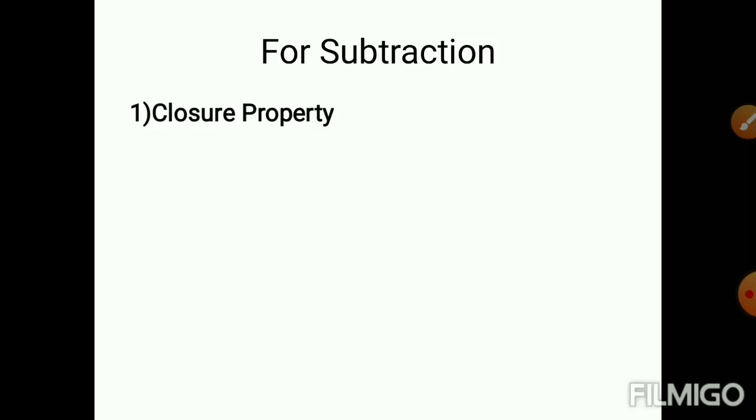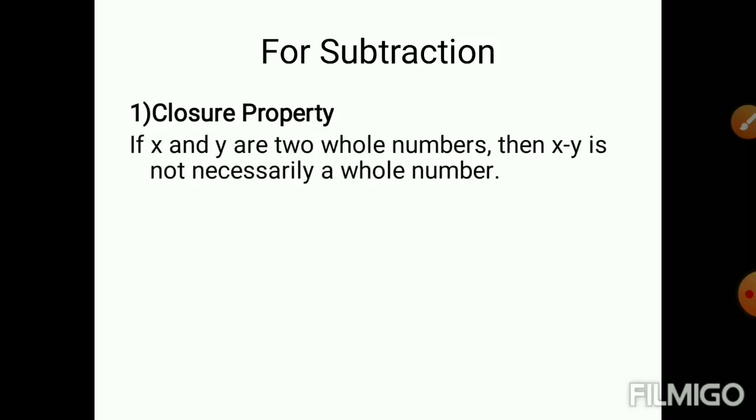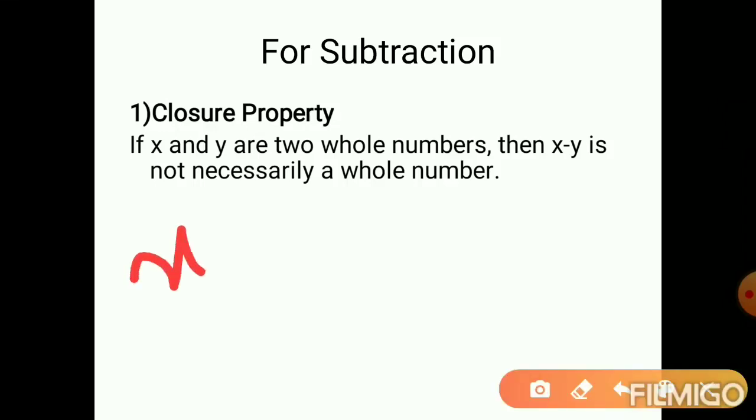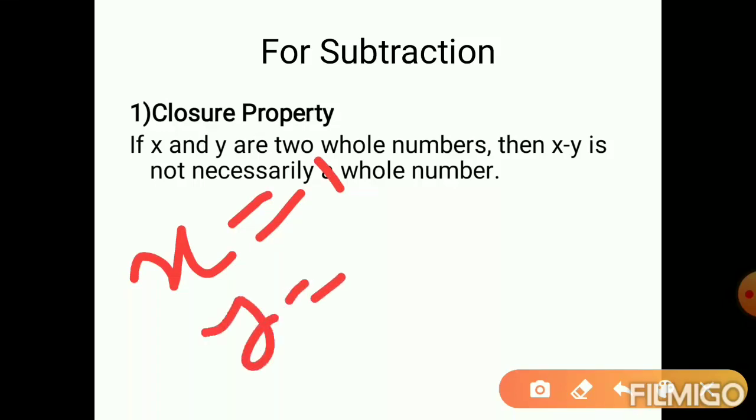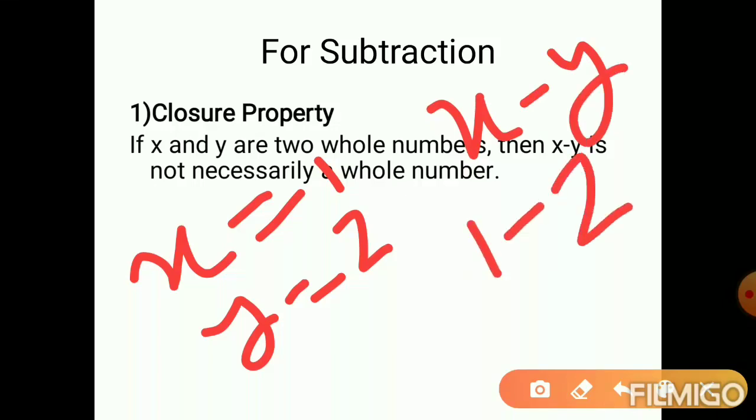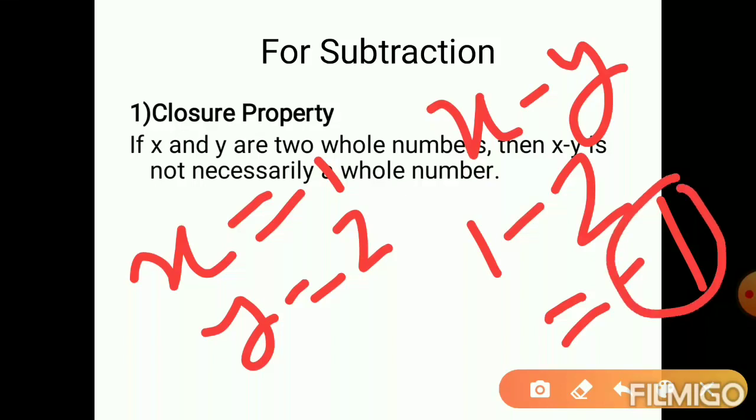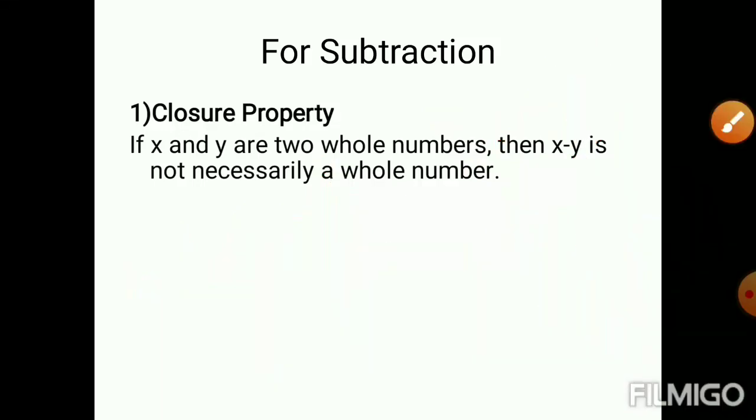What does it say? It says if x and y are two whole numbers, then x minus y is not necessarily a whole number. Take an example. Suppose I have x as 1 and y as 2. So what will be x minus y? 1 minus 2 equals minus 1. And we know that minus 1 is not a whole number. So this property is verified. We can say the whole numbers are not closed for subtraction.